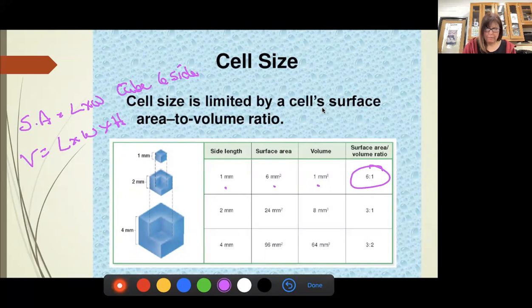For a 2 by 2, we got 24 and 8. Notice our ratio is going down. And then with our 4 by 4, it's even smaller. And so it becomes less efficient at getting materials in and out fast enough. This is the main reason why cells are so small. So instead of us being made up of a few big cells, we're made up of trillions of little cells.